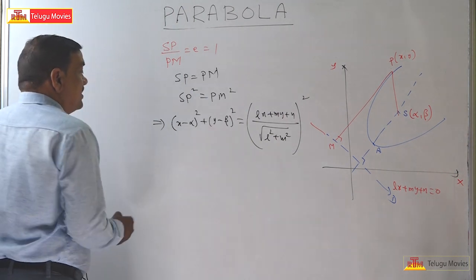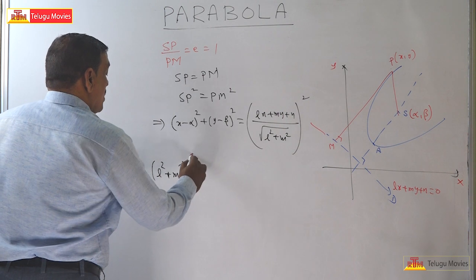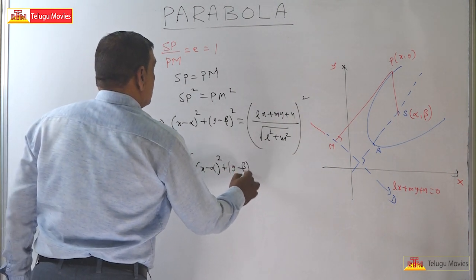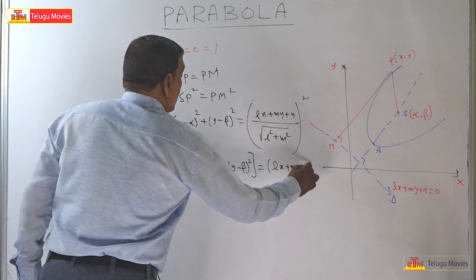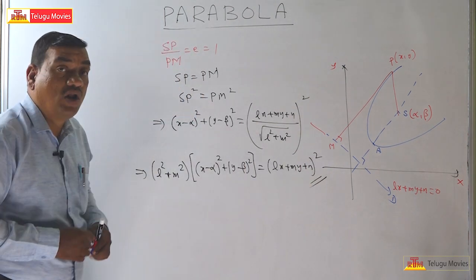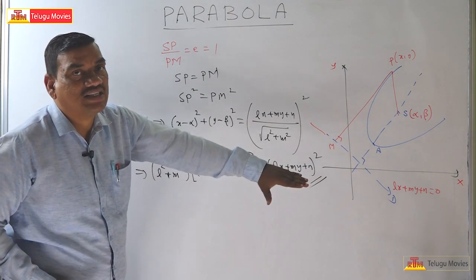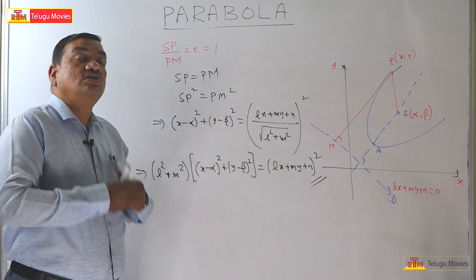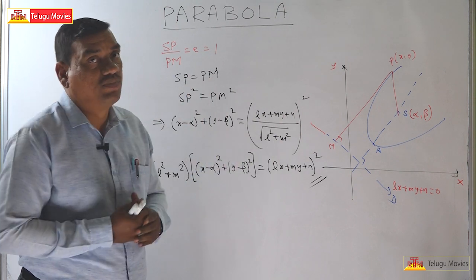So let us write it in this form. This is nothing but (L square plus M square) into (x minus alpha) whole square plus (y minus beta) whole square is equal to (Lx plus My plus n) whole square. So this is the equation of the parabola whose axis is neither parallel to x-axis nor parallel to y-axis. So how did we derive it? Just using the definition. We go for the definition concept.